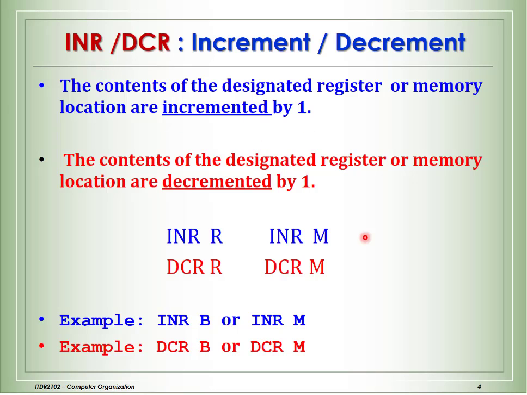First of all, these two instructions, increment and decrement. The contents of any register or memory location can be incremented or decremented by 1. Very simple. For example, if the operand is a memory location, its address is specified by the contents of the HL pair register for both increment and decrement instructions. So these are the examples you can see.